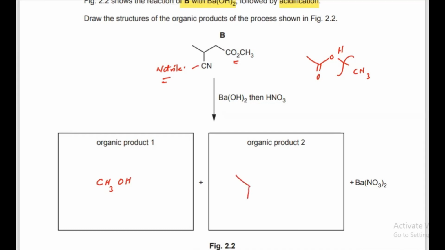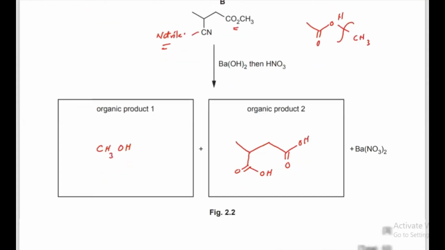So you will get a structure like this. Here you get a carboxylic acid, and here you will also get carboxylic acid. So 2 carboxylic acids must be there. How?